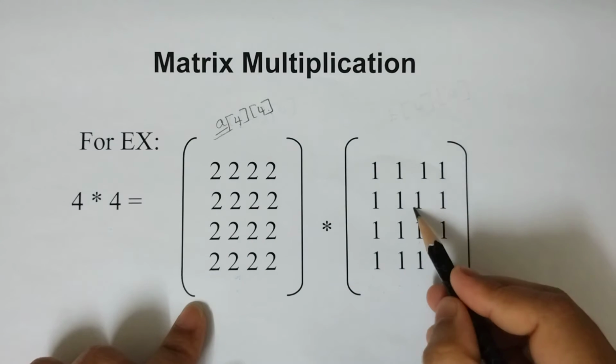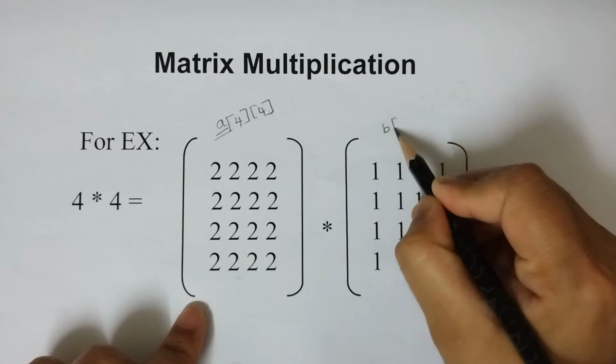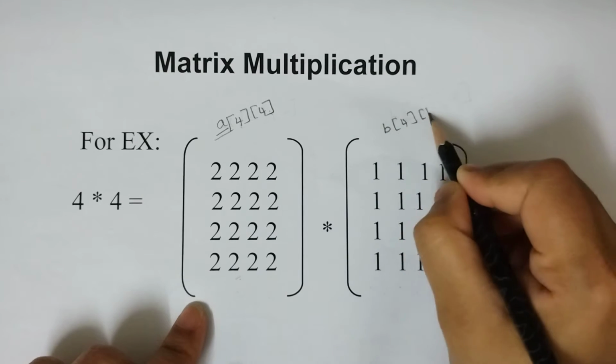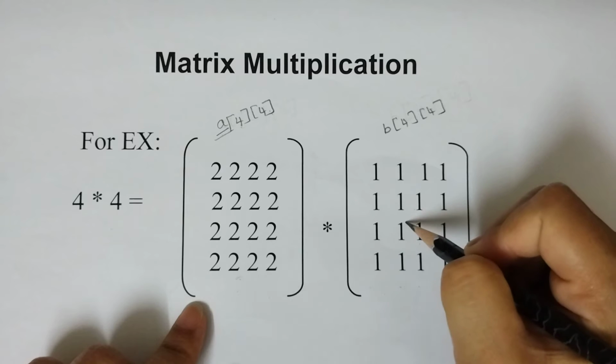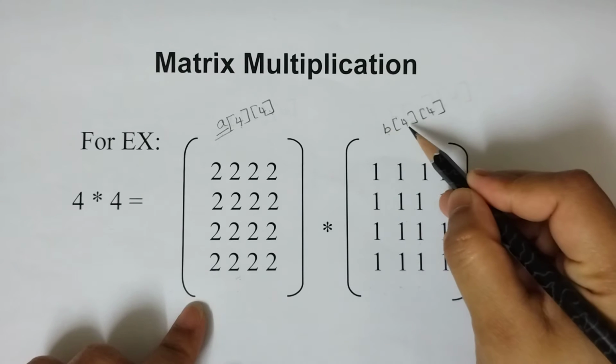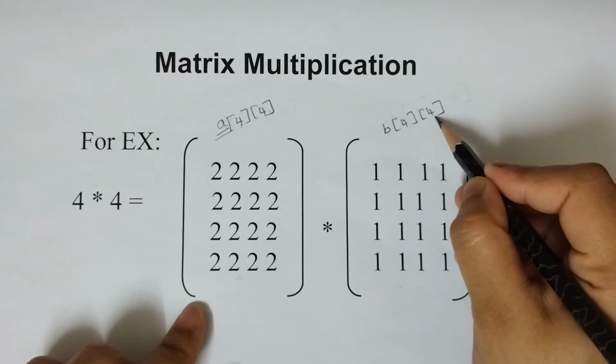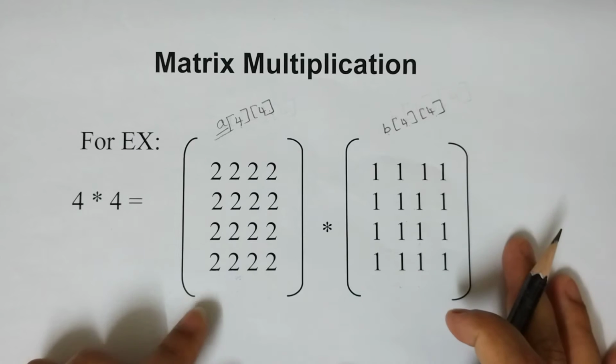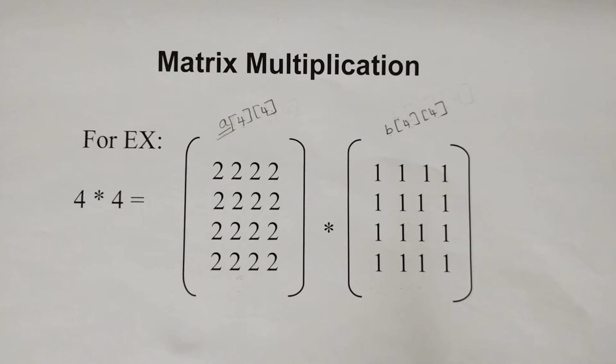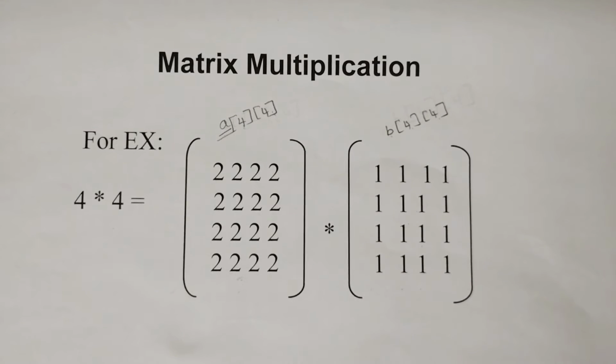In the same way, I can write this matrix as B of 4 comma 4, which means this matrix is taken as the B matrix, which consists of 4 rows and 4 columns. So this is what a matrix is, containing rows and columns.